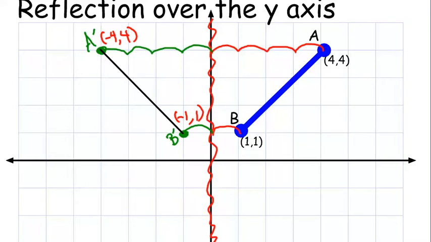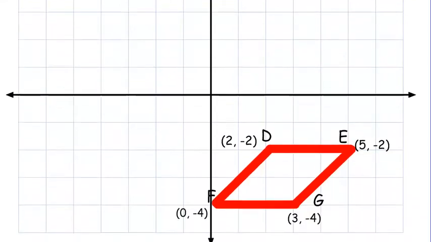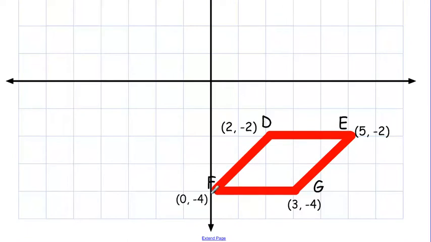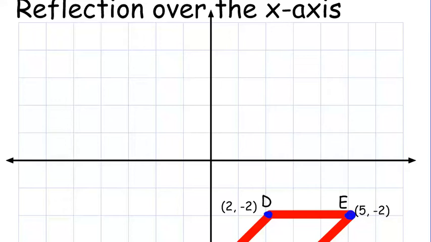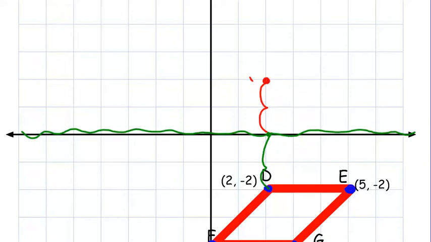Now, I want to look at another example here. This one, I want to reflect over the x-axis. So, on your papers, let's plot these 4 points. We have (0, -4), (2, -2), (5, -2), (3, -4). Our directions again tell us reflect over the x-axis. Okay, so I am going to start with D here. If I look at D, and I got to pick my x-axis right here. D is 2 spaces away, so D prime has to be 2 spaces away. So I'm going to label that D prime.